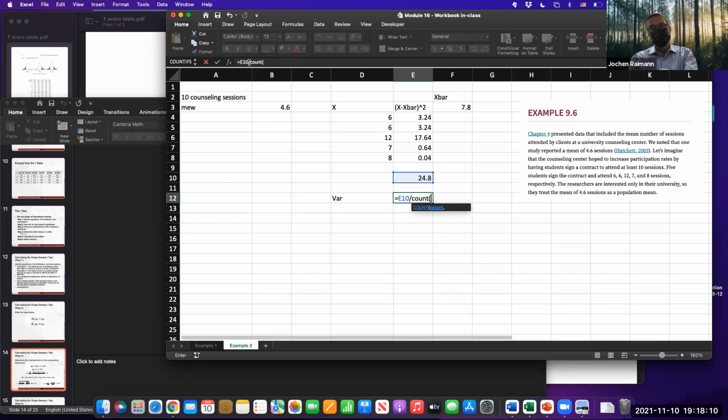You're doing a count function? Yes. What are we counting? X. And what else do we need to do? You need to subtract 1 because we want the degrees of freedom, right?